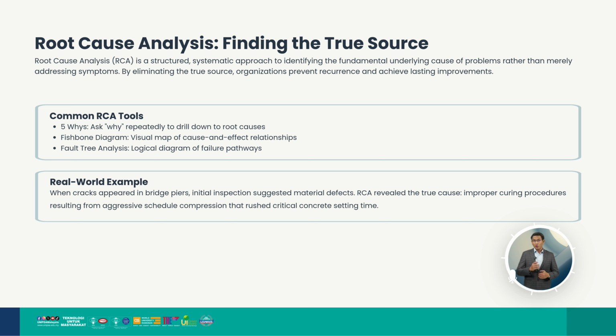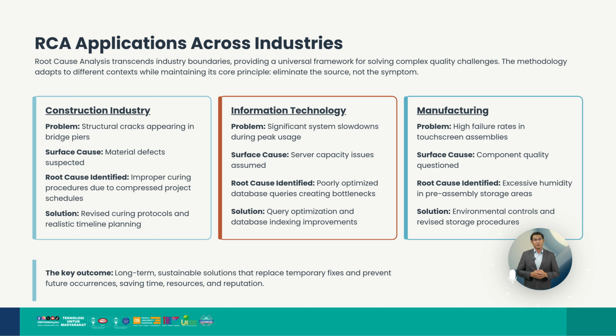In a construction project, for example, a bridge structure may develop cracks in its concrete piers within months of completion. Without RCA, the team might simply patch the cracks, but an RCA could reveal that the issue is actually due to improper curing caused by unrealistic schedule compression. So the permanent solution would then involve adjusting curing procedures, improving scheduling, and ensuring that quality controls are strictly followed during construction.